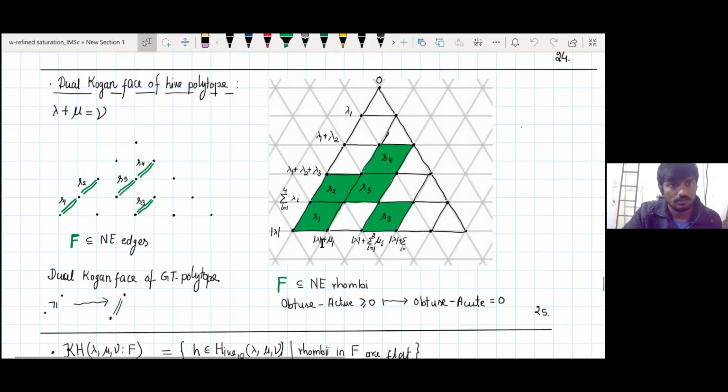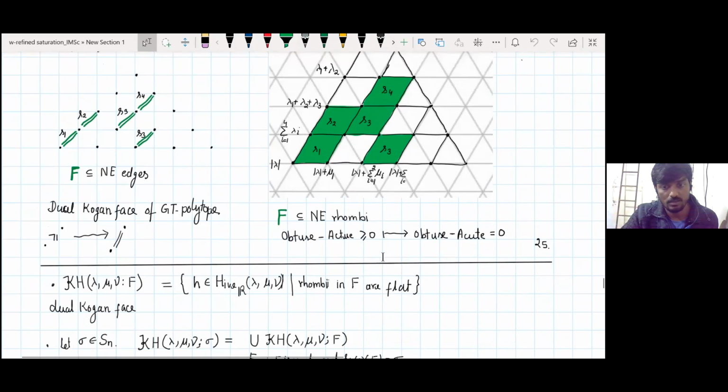Okay, let's start. I am just telling how to convert this. What do these northeast equalities in GT mean in the hive? In the hive it will mean that the northeast rhombus is flat, which I have marked with green. Flat means obtuse minus acute is bigger than or equal to 0, meaning obtuse minus acute equal to 0. Similar to whatever theory was done in GT, you can label the northeast rhombi here also by s1, s2, that is, simple reflections, and you can associate a permutation in a similar way.